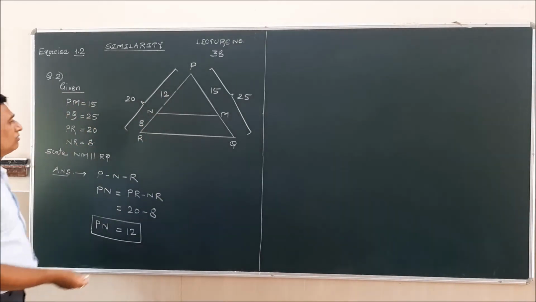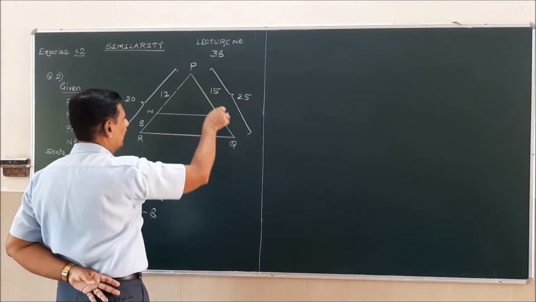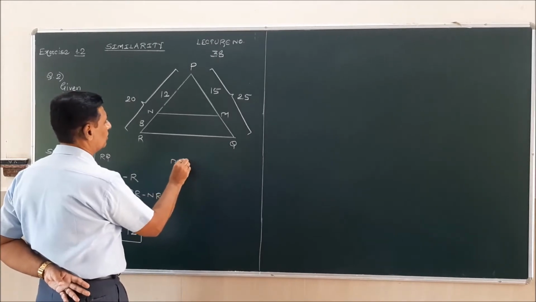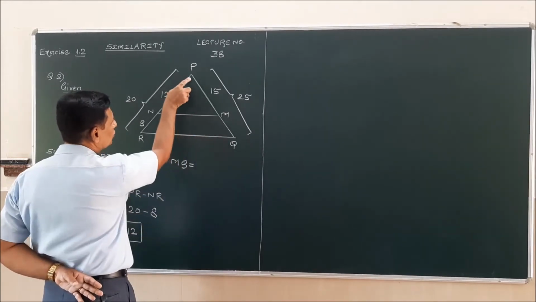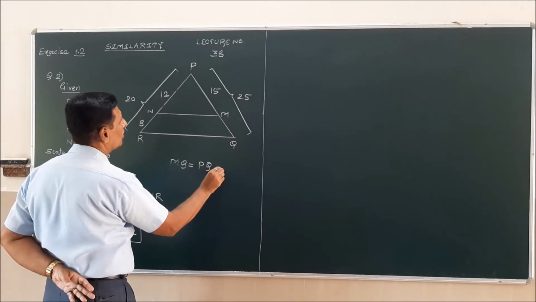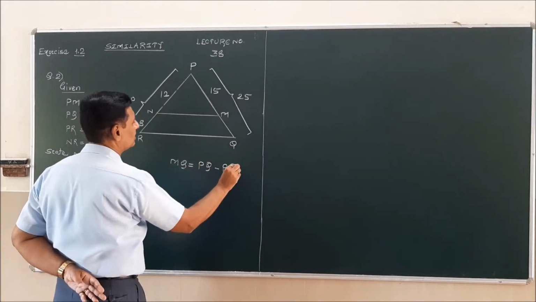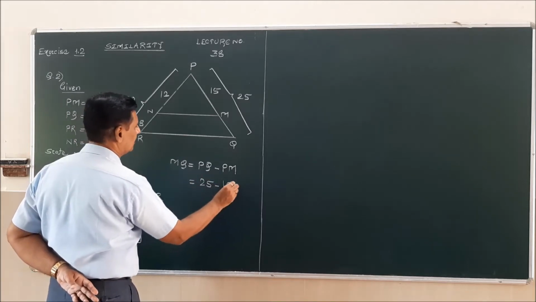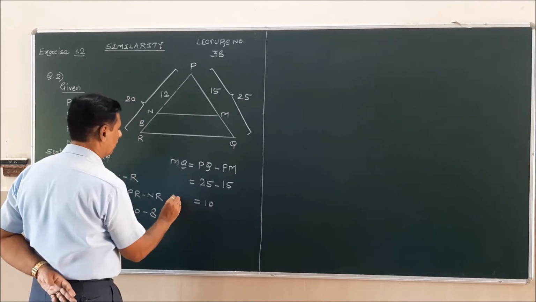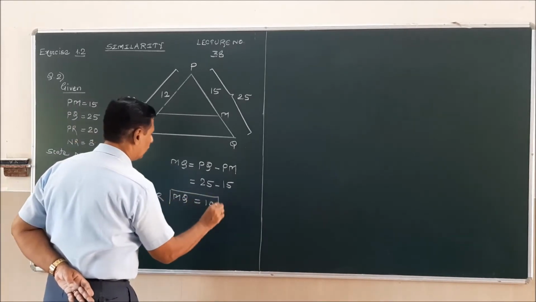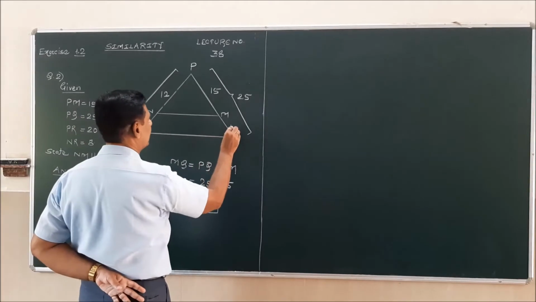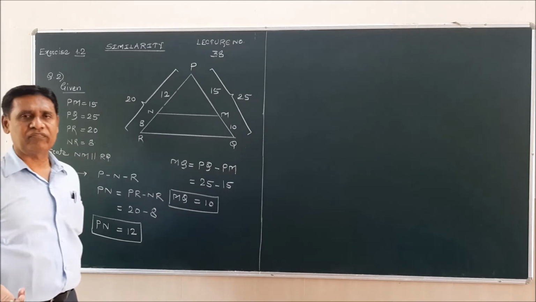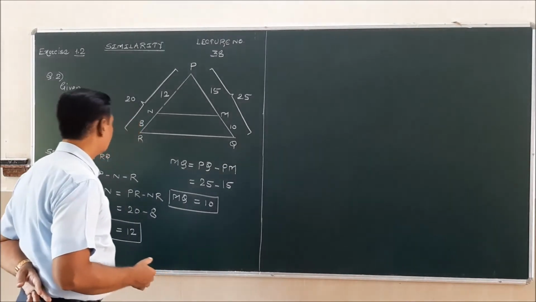Fine. In the same way I have to find out MQ, and PQ is given as 25. So I will write here MQ is equal to, try to understand, MQ is equal to PQ minus PM. PQ is 25 minus 15, that is equal to 10. So this is how I got these unknown values: MQ as 10 as well as PN as 12. Now I can verify very easily the converse of BPT.